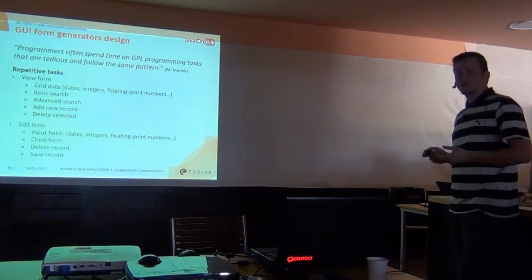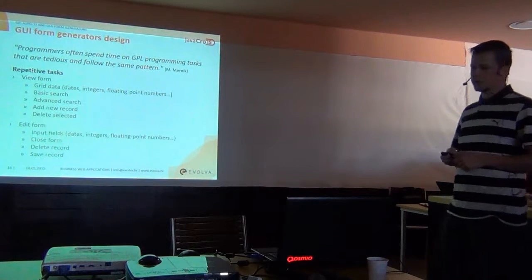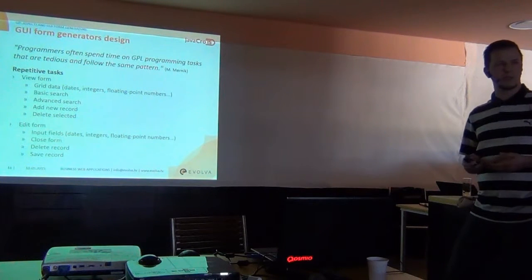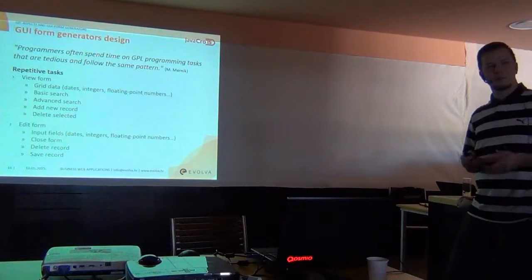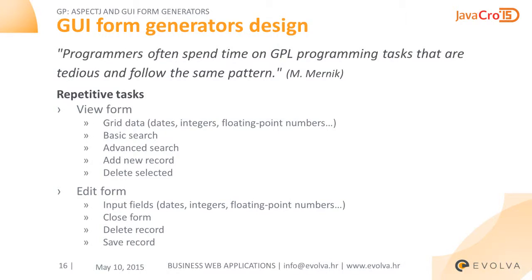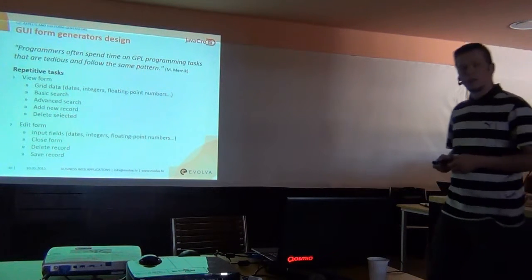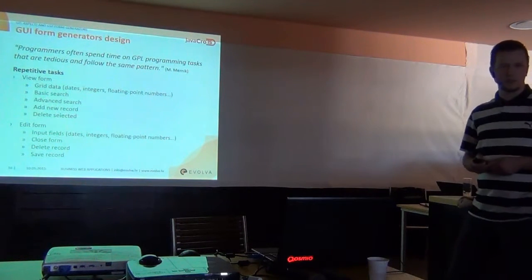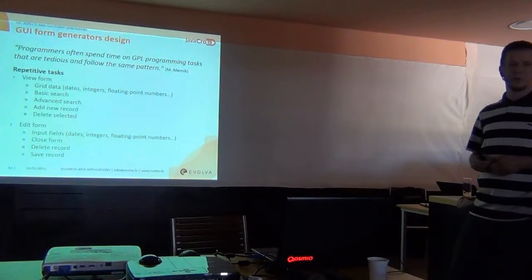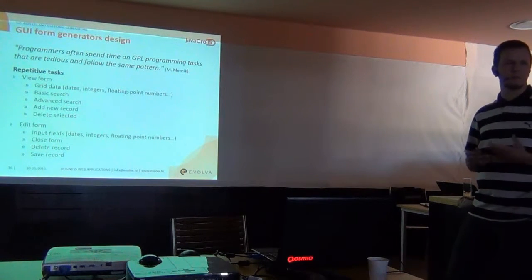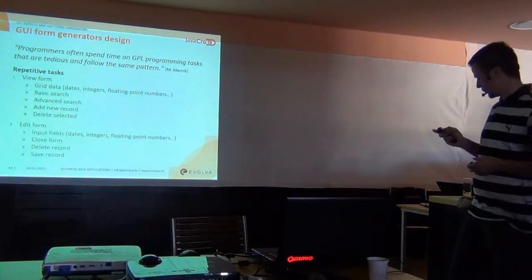So why is that? We want to avoid repetitive tasks. In our everyday development, we see that we have a lot of forms that are basically the same, but written by several developers, the code is not exactly the same. We most commonly use a view form. We have some kind of a grid with different kinds of data. We have some basic search, advanced search. We have some action buttons on the view form. We have the edit form with some different kinds of input fields and some other actions on the edit form. As Mr. Manik said here, we programmers tend to spend a lot of time on tedious tasks, and we most certainly follow the same patterns. If you compare code written by a few developers, you will most certainly see their programming pattern.